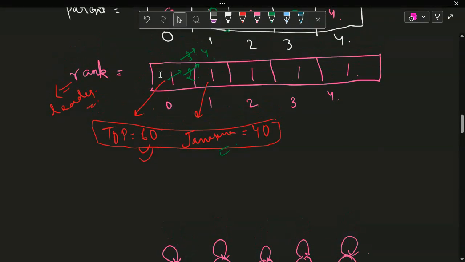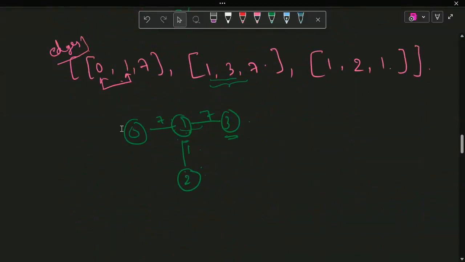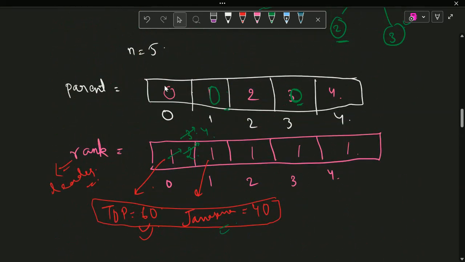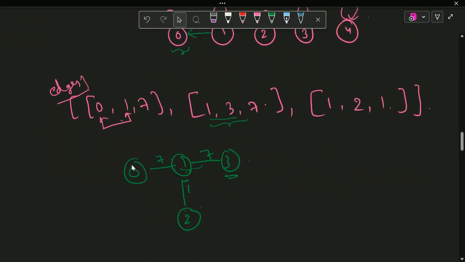So the rank would become the rank of this, that is the leader. 0 has no leader, 2 has no leader, 3 has no leader. That is, it is not the leader of others. So we keep 0. Who is the leader of 2? Leader of 2 is 0. And 1's leader is 2.